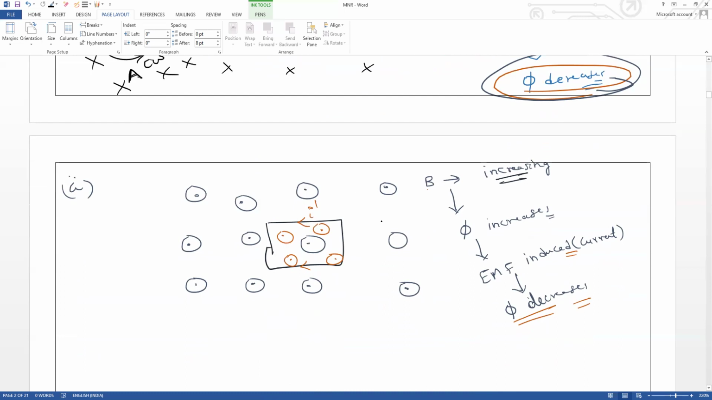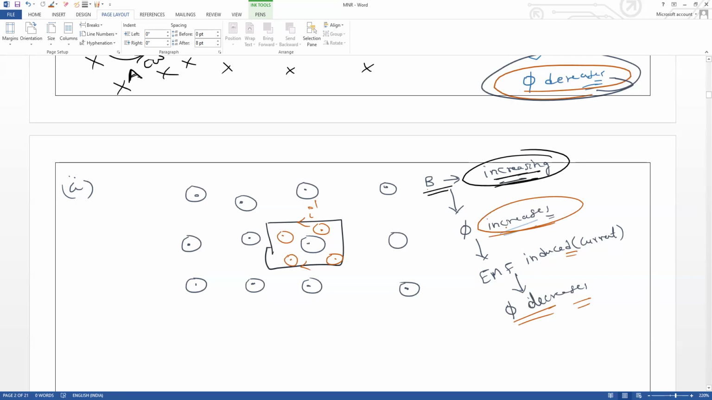Is it right or wrong? Now, because of this, what is going to happen? The magnetic field is increasing. I'm giving increasing, not constant or decreasing. The magnetic field is going to increase. Increases means the magnetic flux is going to what? Magnetic flux is going to increase.